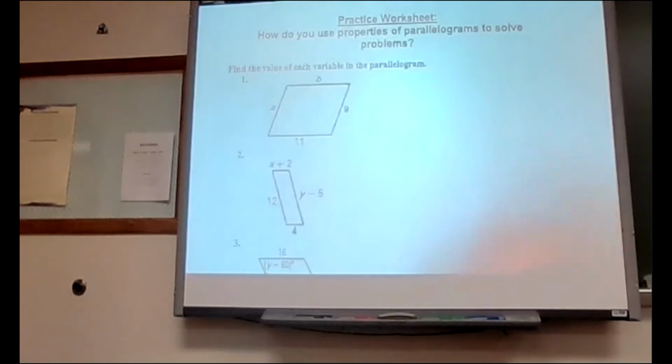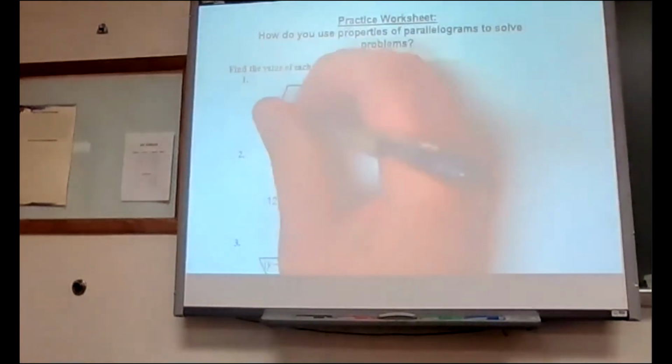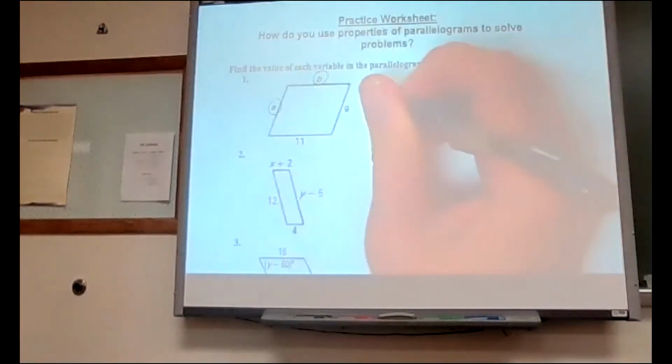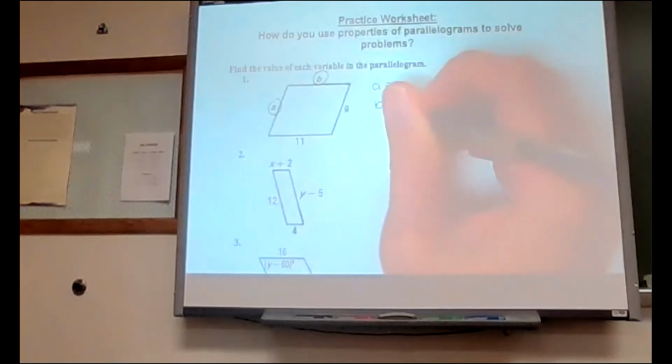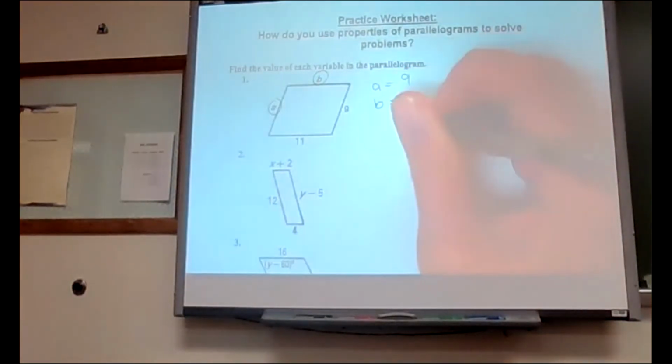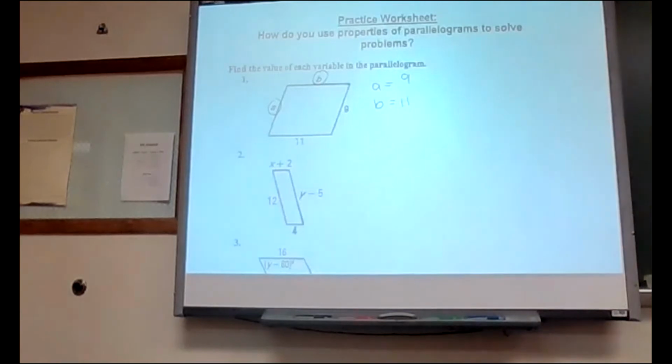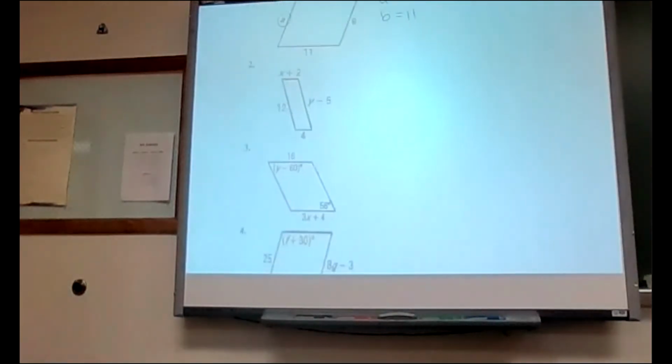On one, our missing variables would be A and B. So I have A here and B here. What is A going to equal? 9, and B would equal 11. Great. Then it gets a little more challenging on 2.